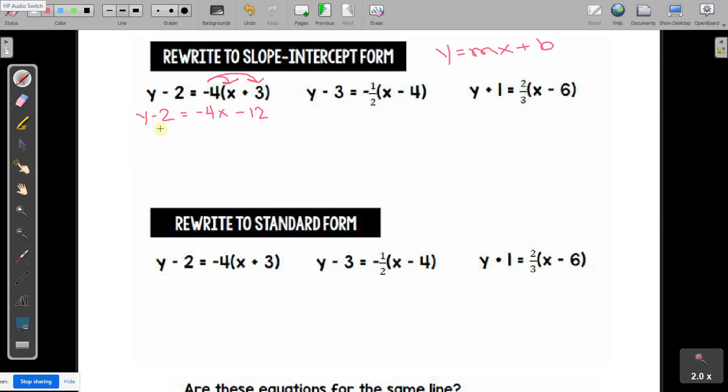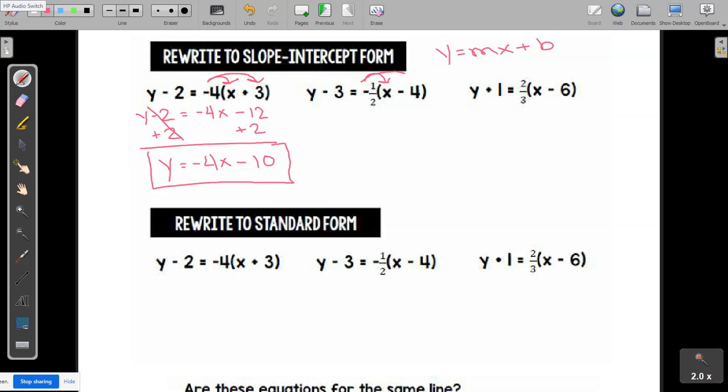Now we need y by itself, so we're going to add 2 to both sides. It cancels out, gives us y equaling -4x, and then -12 plus 2 is -10. So that is our formula, which is the same line if you were to graph these two equations, but now it's in slope-intercept form. Okay, let's do the next one.